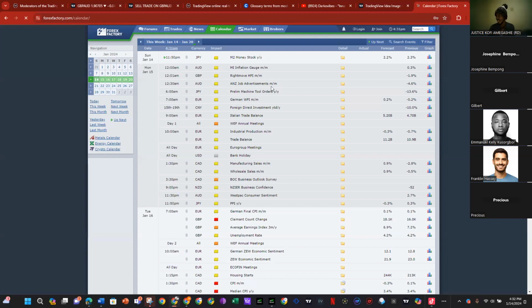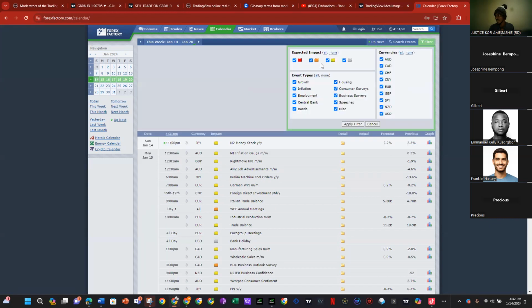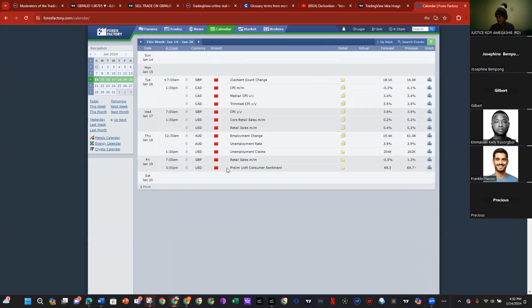With Forex Factory, you can as well filter, change it to high impact. And here you can actually remove Chinese yuan because you don't trade it. You don't trade bonds. Business surveys. Sometimes housing is also very important. So you can pay attention to housing. Now let's filter. So these are the news that are available.